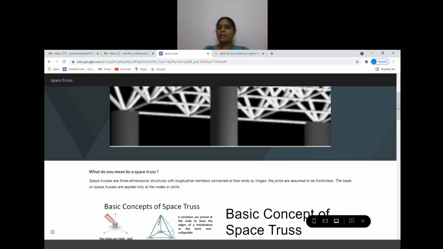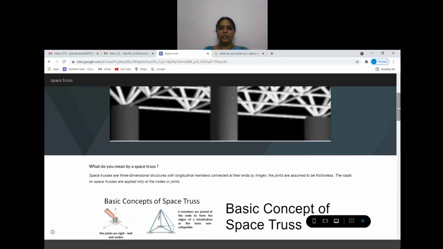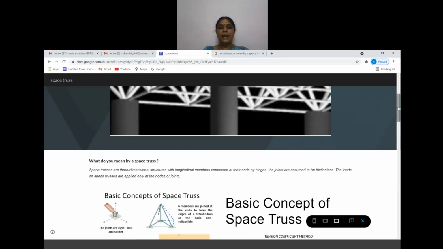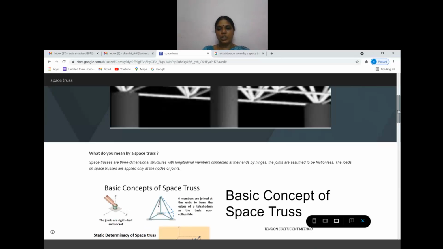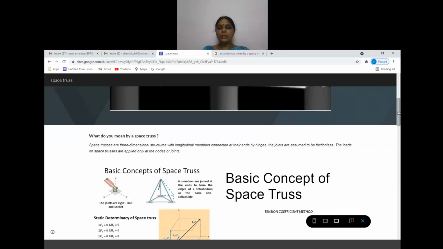Now let us see what we mean by a space truss. Space trusses are three-dimensional trusses with longitudinal members connected at their ends by hinges. That is, all the joints are hinges. The joints are assumed to be frictionless, and the loads on the truss are applied only at the nodes or at the joints. So this is the assumption for the analysis of the truss.